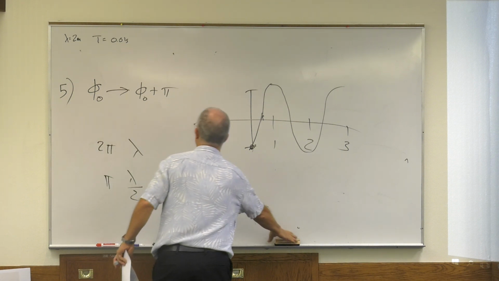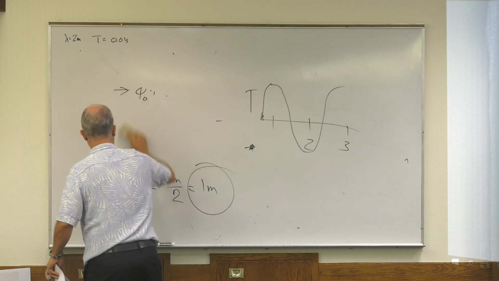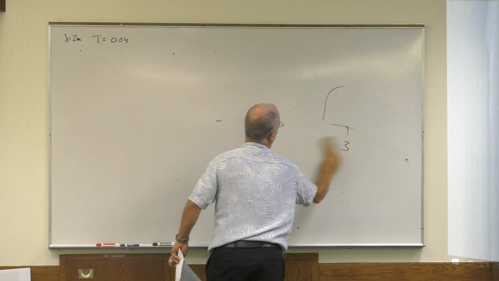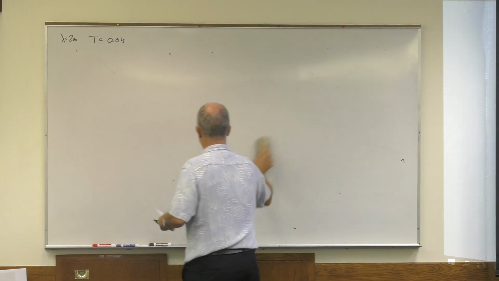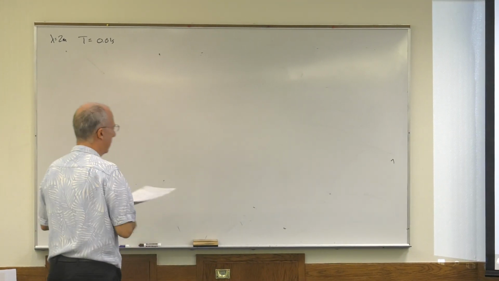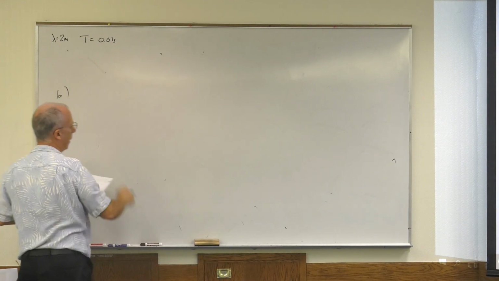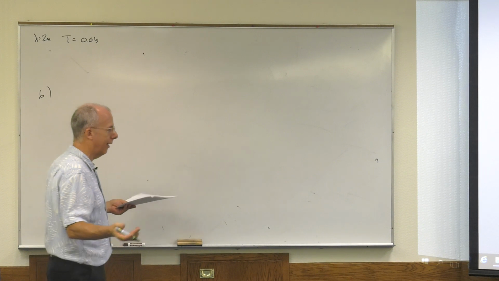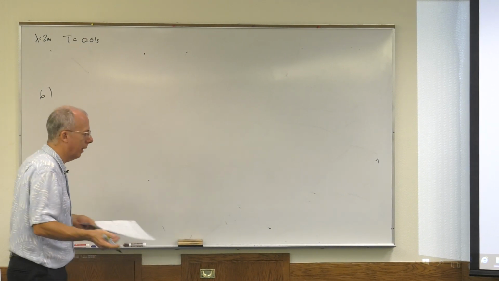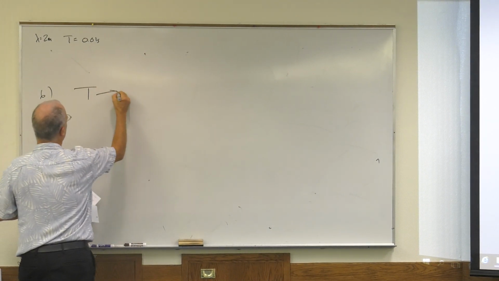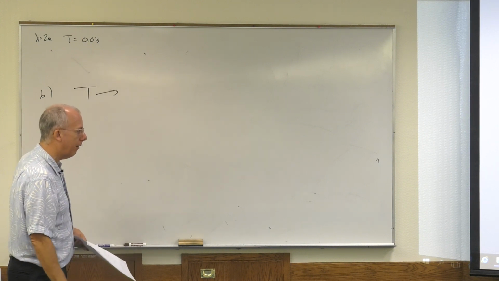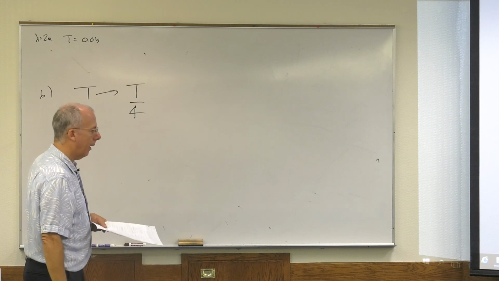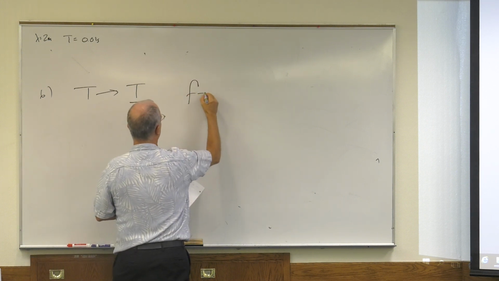Okay, number 6. Draw the graph if the tension, so this is a string, I guess, right? Because, you know, it's tension in a string. So the tension is decreased by a factor of 4. The frequency is unchanged.